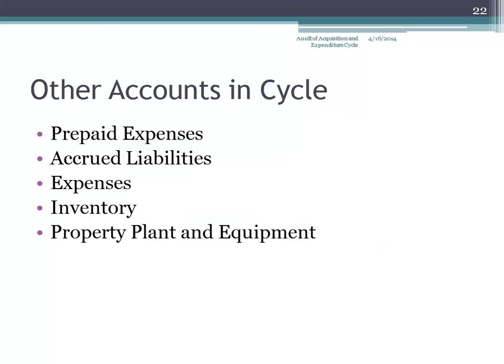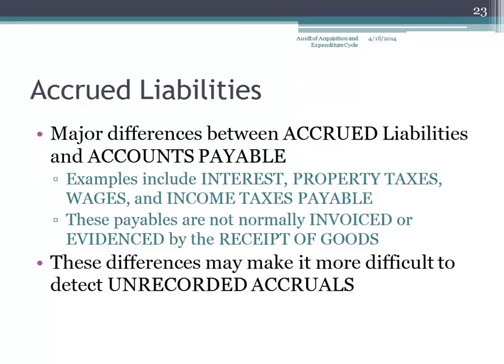I talked about accrued liabilities. Obviously, operating expenses, inventory, property, plant, and equipment. I already talked about accrued liabilities. You know the difference between an accrued liability and accounts payable. Things such as interest, property taxes, wages, income taxes payable. So they're not normally invoiced, right? Or evidenced by the receipt of goods, which makes it more difficult.